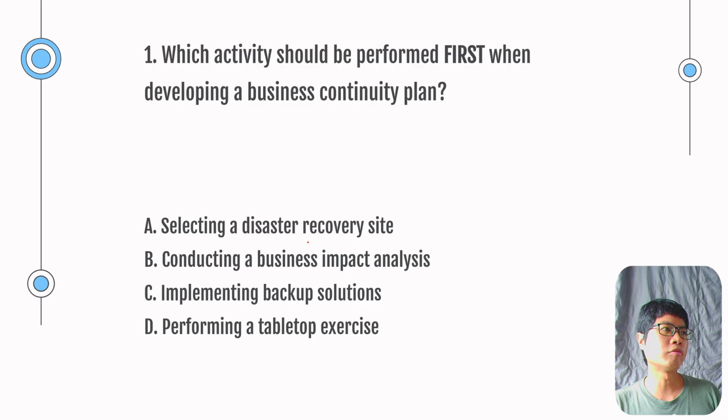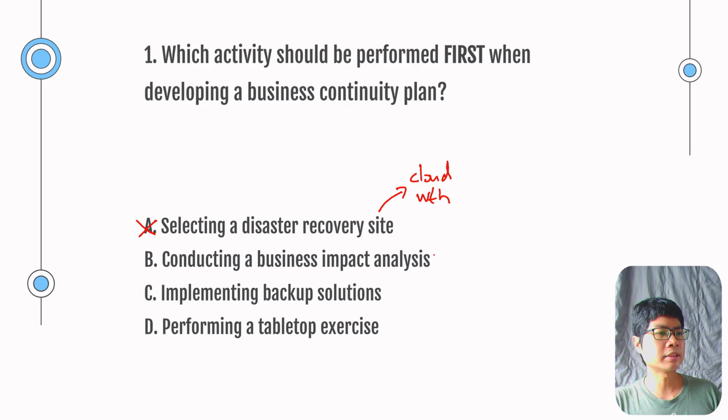Which activity should be performed first when developing a business continuity plan? The first option, A, is selecting a disaster recovery site. This is a bit premature at this moment, because even before we select a disaster recovery site, we need to figure out if we need one in the first place. Businesses may have a lot of their operations in the cloud, in which case they may not need a second disaster recovery site. Perhaps their employees could work from home. That's also a valid strategy if the primary business site is not functioning. And so a disaster recovery site may not be required in certain cases. So this is definitely out.